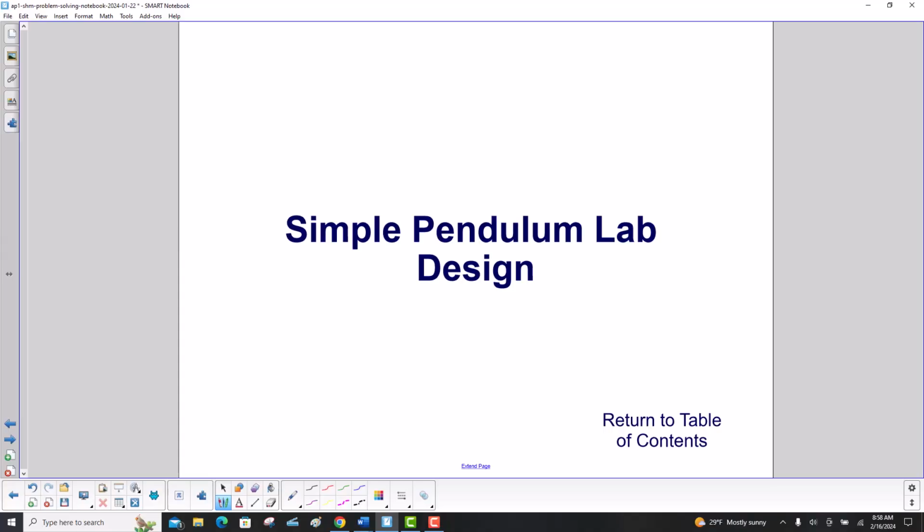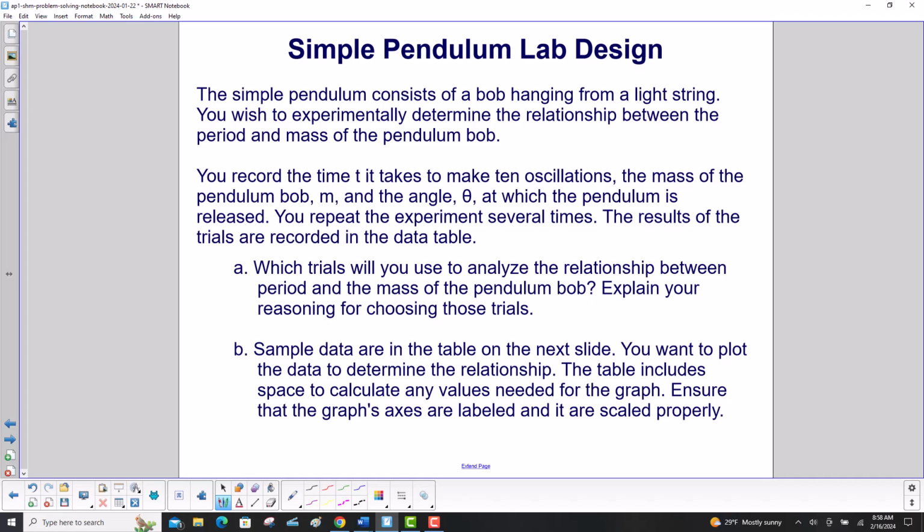Simple pendulum lab design. The simple pendulum consists of a bob hanging from a light string. You wish to experimentally determine the relationship between the period and mass of the pendulum bob. You record the time t it takes to make 10 oscillations, the mass of the pendulum bob m, and the angle theta at which the pendulum is released. You repeat the experiment several times. The results of the trials are recorded in the data table.